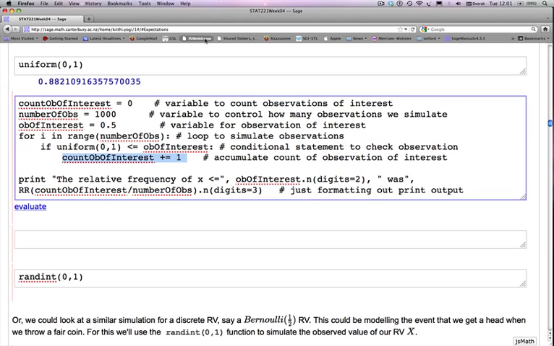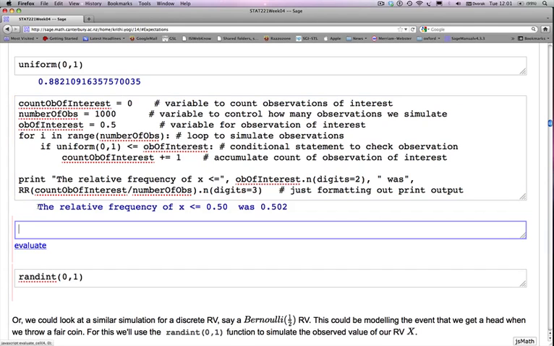Okay, and finally, when this for loop is done, we will print the string, the relative frequency of x less than or equal to observation of interest was the count of interest divided by number of observations. This RR simply converts that rational number into a multi-precision floating point real, and we're only showing it up to 3 digits of precision. So let's evaluate this.